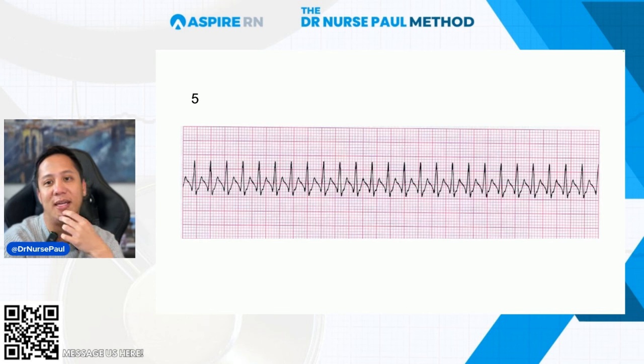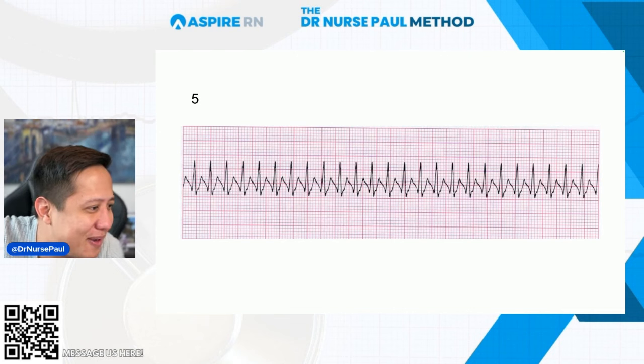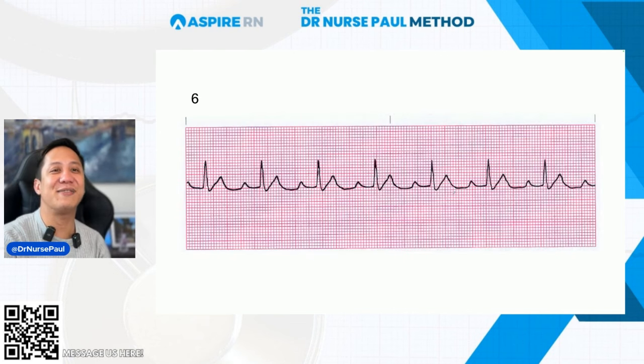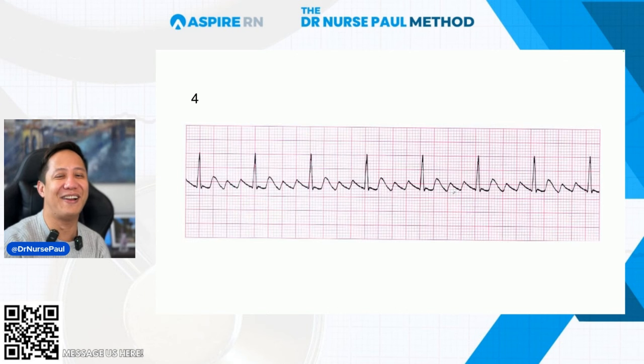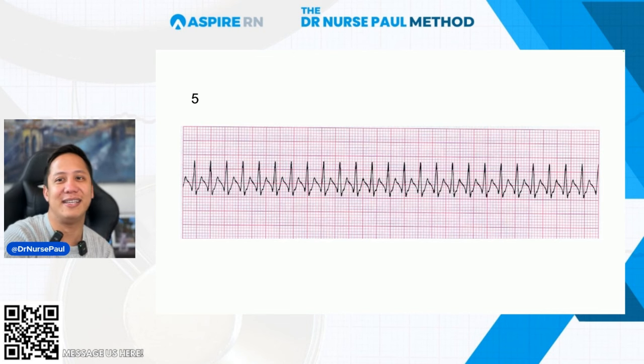Number five, anyone can answer this for me? Anyone? How about from the live stream? V-fib, very good. Ventricular fibrillation, all right? Supraventricular tachycardia. Who said V-fib? I said that incorrectly. It's SVT, I'm sorry. Number five, not V-fib, because I remember AFib. SVT, supraventricular tachycardia. My mistake, sorry guys, SVT.